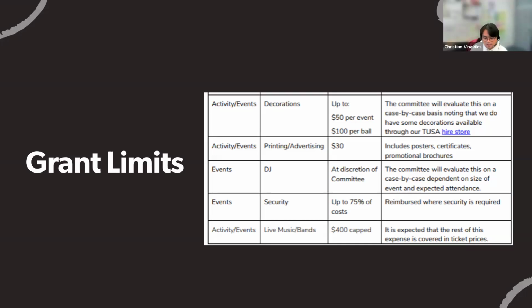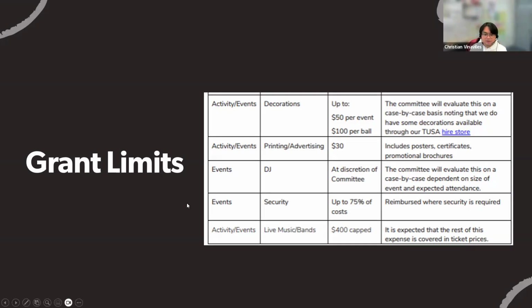But if you're below that, you'll just need to have your sober reps ensuring that the event is safe. But once you reach 50, or you expect to reach 50 attendees, including your committee members or sober reps, then that's where you need to inquire about security on campus.